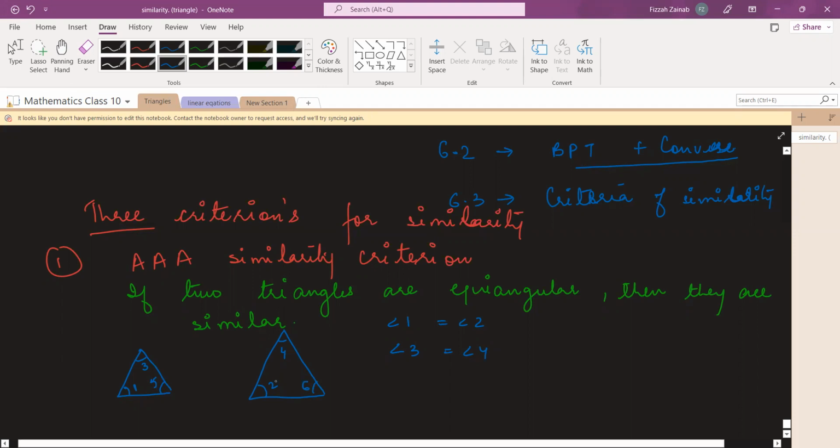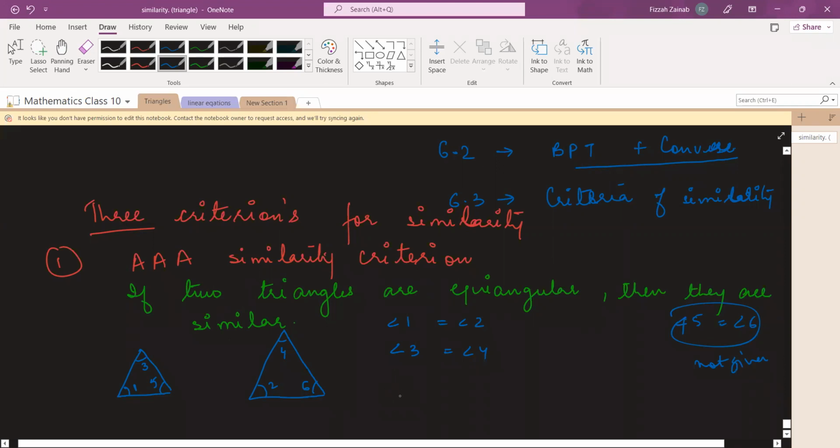Why? Please try to understand this thing. Is everybody listening to me? Please unmute your mic. Okay. So angle 5 is equal to angle 6, right? But this thing is not given, right? But ultimately I'll get it.